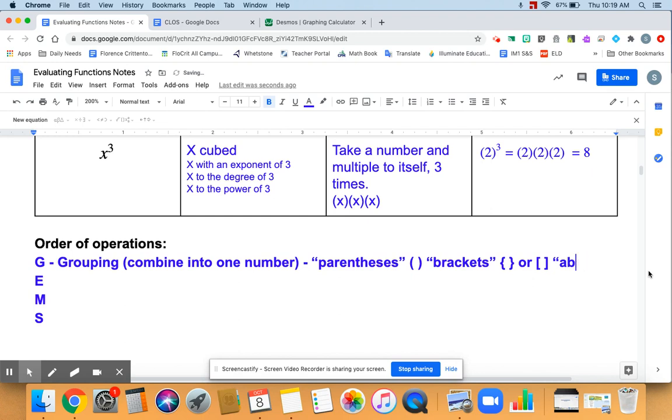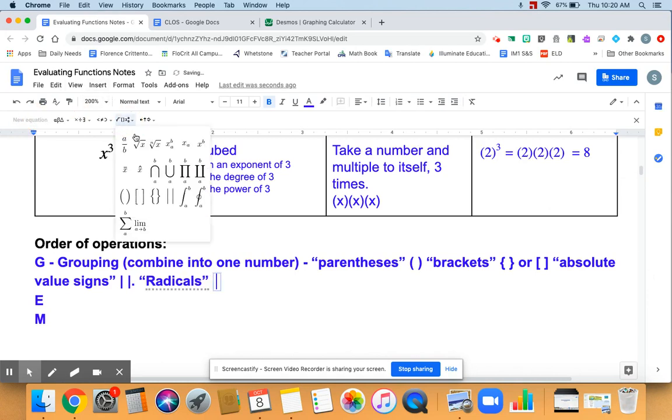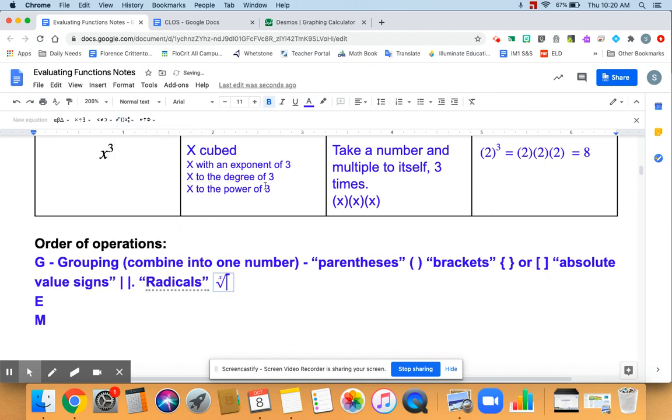Absolute value tells you to group first before you can do the absolute value thing. So anytime you have these, you have to group first. Radicals are something else that tell you to group. Radicals look like this. They have that little house symbol, and you have to group everything under there into one number first.